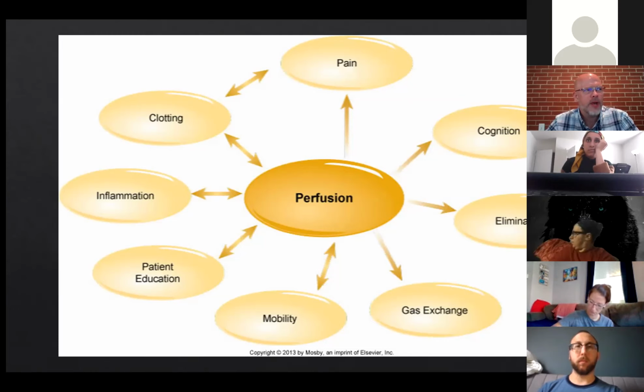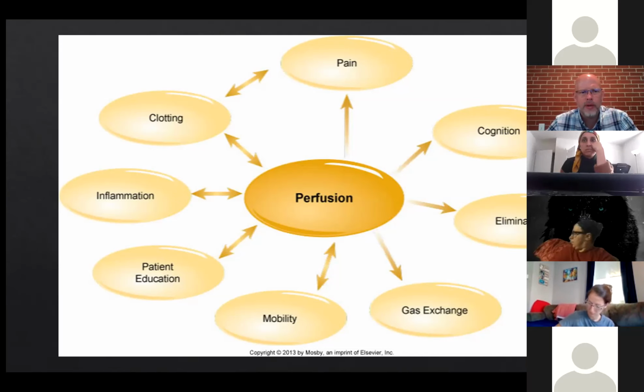If I don't have good perfusion, what does it do to my mobility? Decreases it. Exactly. So if I've got activity intolerance because of poor cardiac output, I'm not going to be as mobile as I should be, which makes a big predicament for our patients with heart conditions. They have to be careful and have a nice balance between activity and inactivity.